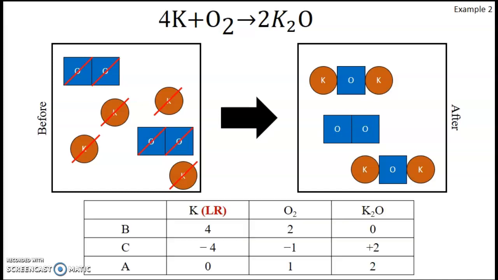So in our BCA table, we are going to mark potassium as the limiting reactant because that is the reactant that we've run out of. There's none of it left over. And we have some leftover oxygen, a leftover oxygen molecule.